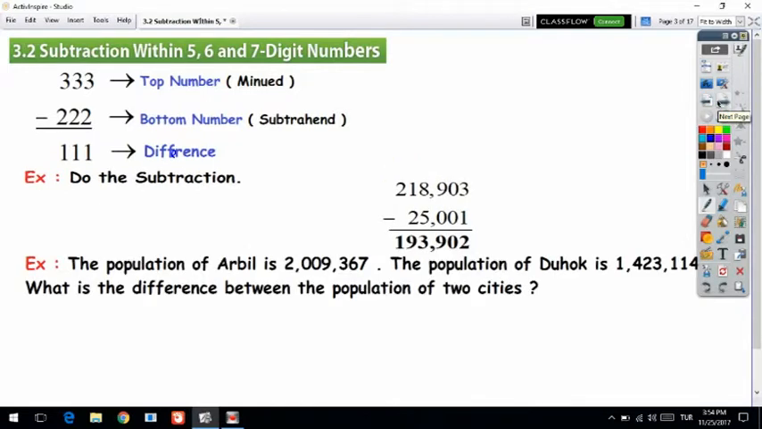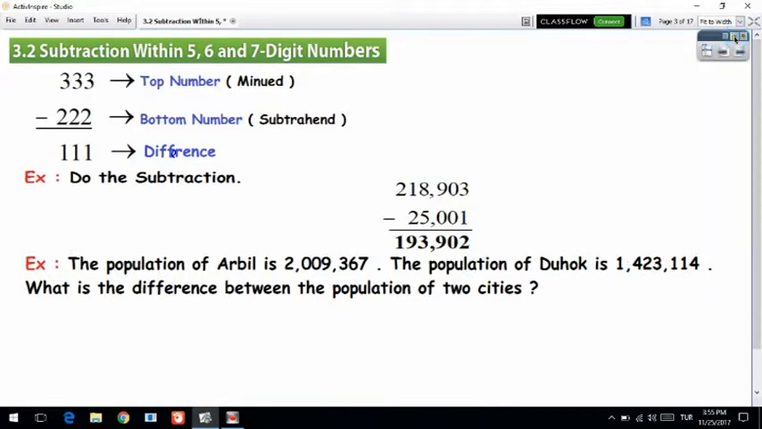So we have a word problem here. Let's read it first. The population of Erbil, a city in Iraq, is 2,009,367. The population of Duhok, you know Duhok, that is a city in Iraq, is 1,423,114. What is the difference between? So difference between is a keyword of subtraction here. First of all, we have to subtract these two numbers. What is the population difference between the two cities?